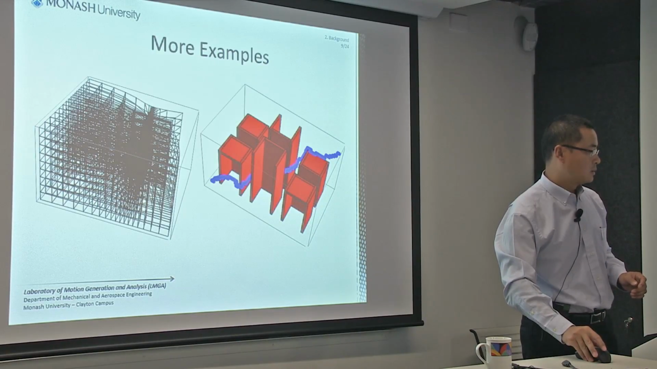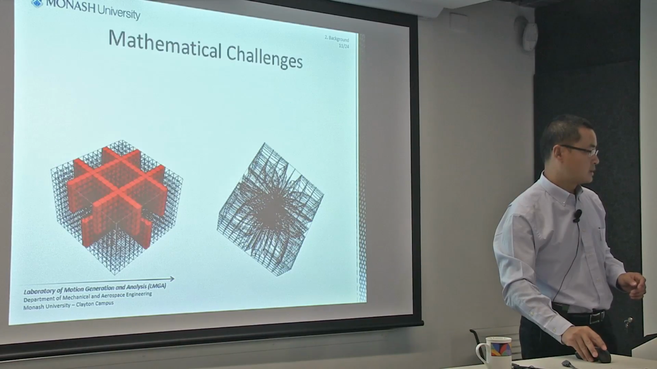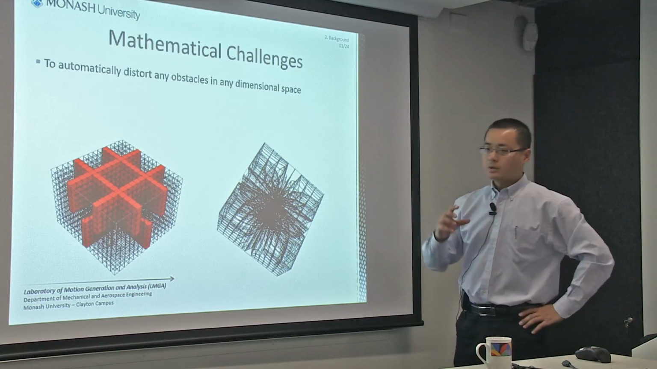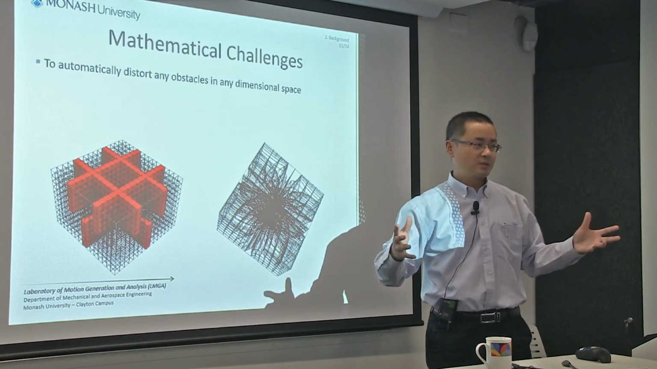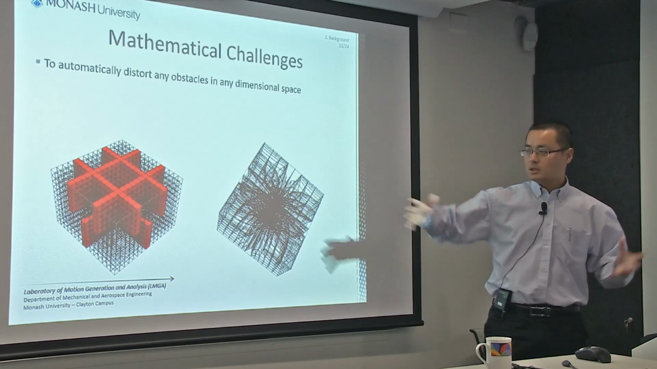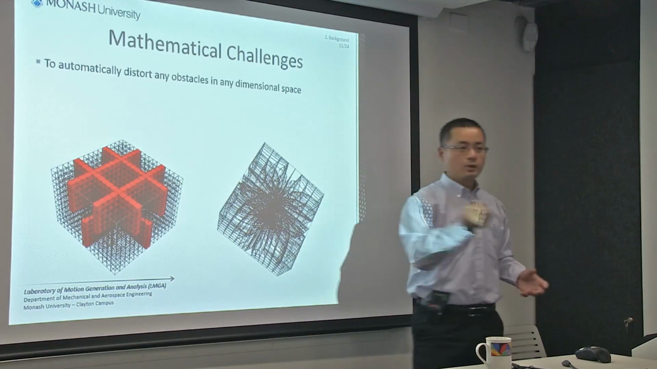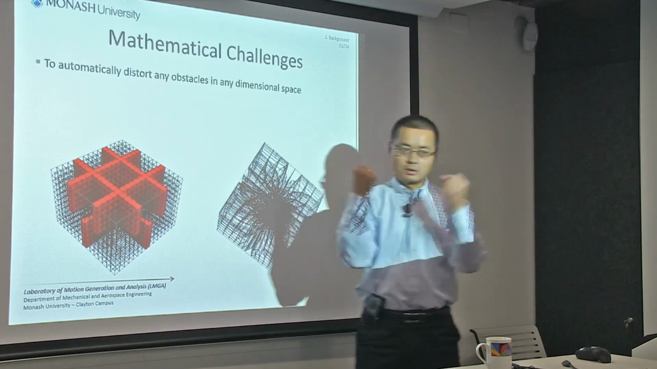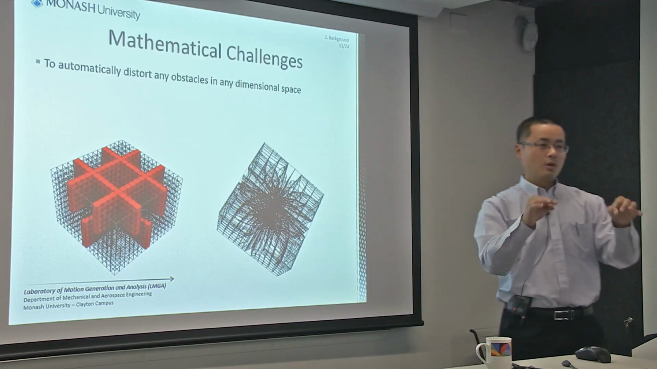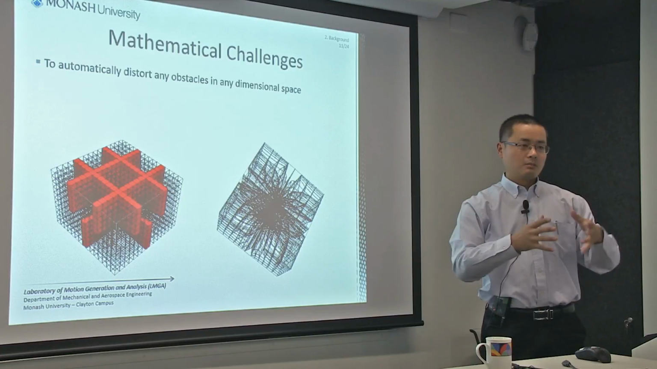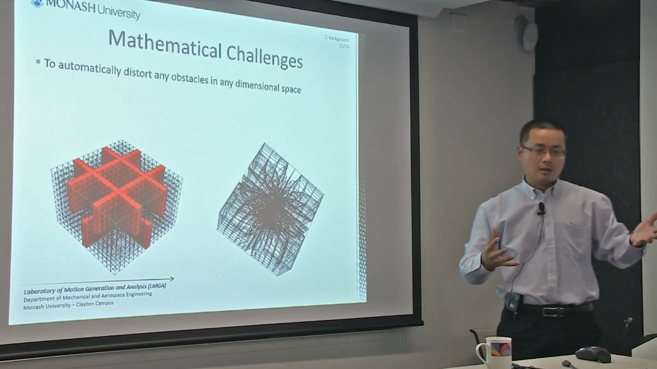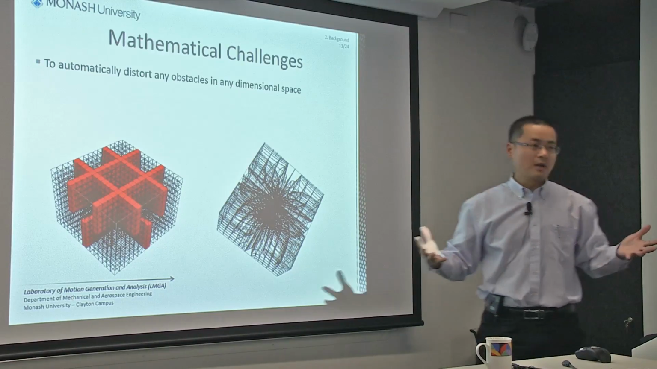Okay, more example. Now comes the challenge here. So how did I distort this? Actually, I use the basic idea of springs. Just imagine that all these lines are springs with a unique stiffness. Once you change all these obstacles into a physical point, a geometric point, all these springs will change length according to the minimum potential energy.